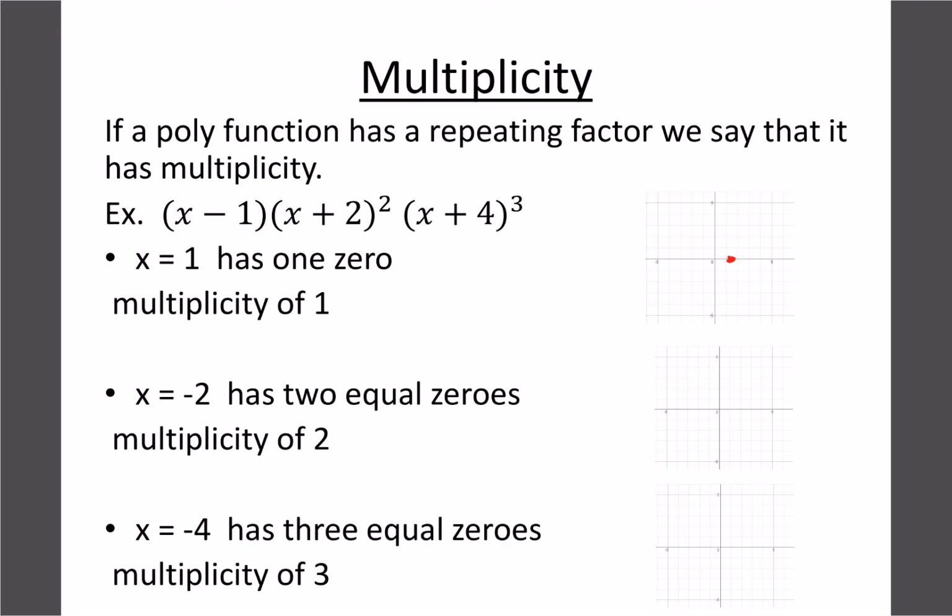So in this one, we've got at positive 1, we're going right through. But we see that we have at positive 2, we have 2 of them. So that means at negative 2, we're going to have a multiplicity of 2, which would look something like that. And our last one at negative 4, we have 3, which basically means if we have a 3 multiplicity, it sort of does an S-curve.